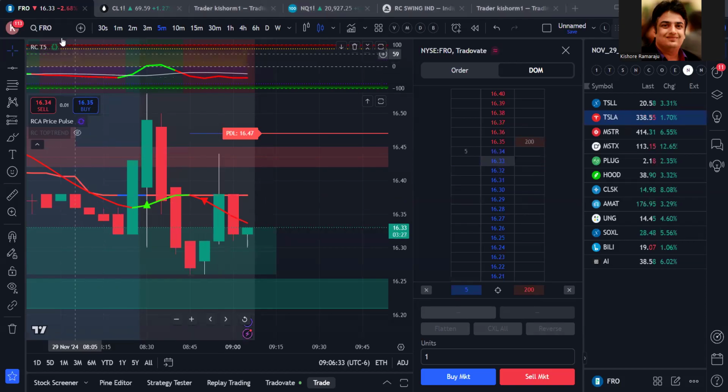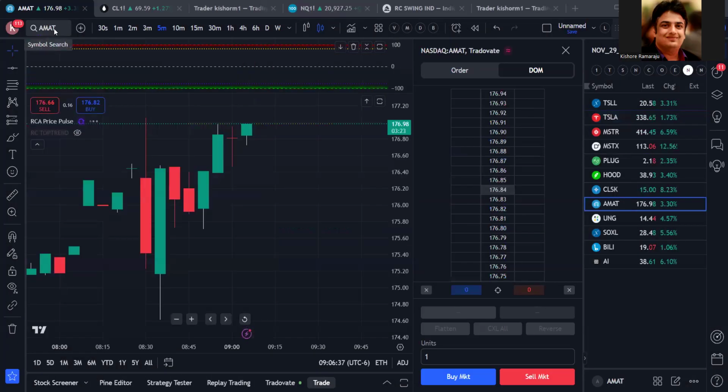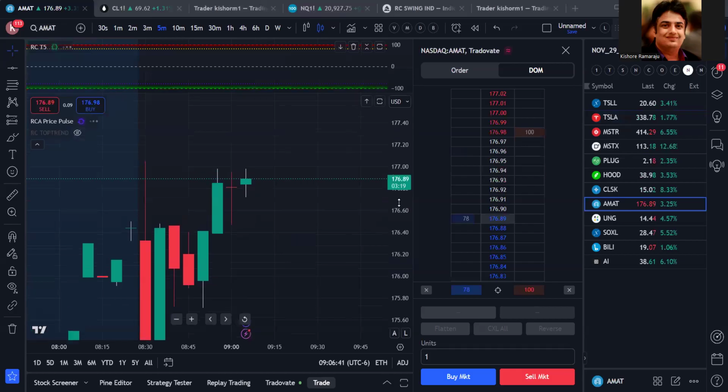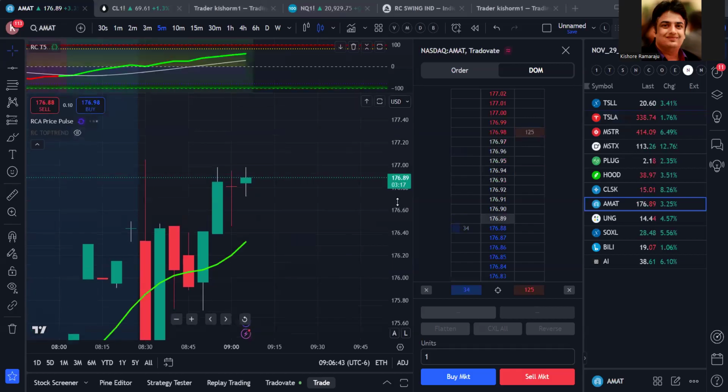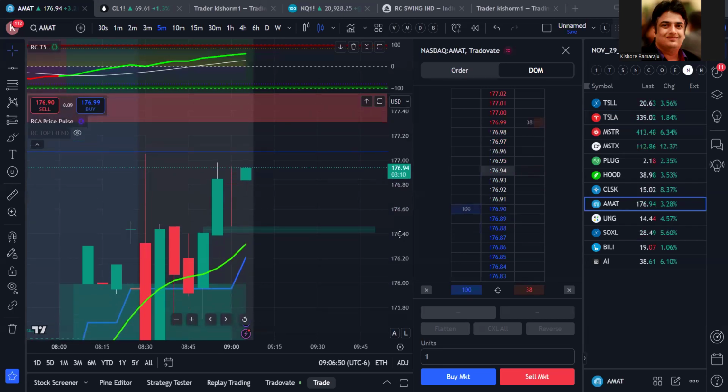Nvidia, nice move. So you can take profits on it. And yeah, I'll post all the remaining alerts in the channels, in the options premium channel.